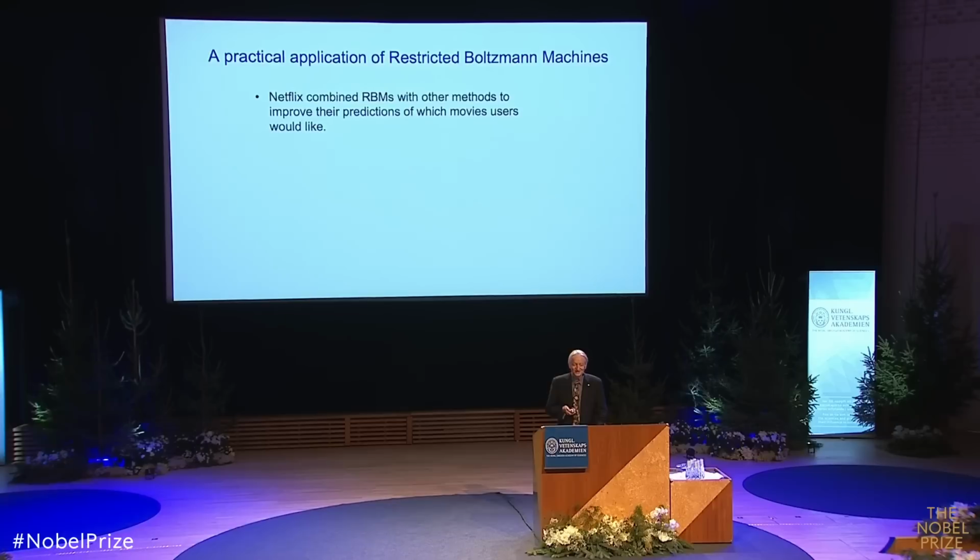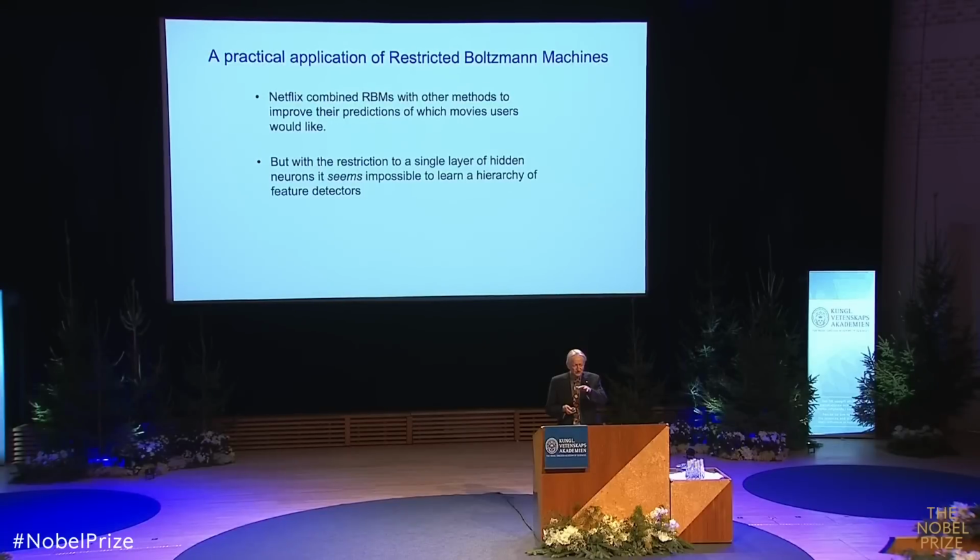So Netflix actually used restricted Boltzmann machines combined with other methods to decide which new movies to suggest you look at based on the preferences of all sorts of other users who are a bit like you. And they actually worked. They won the competition. This combination of Boltzmann machines and these other methods won the Netflix competition for how well can you predict what users will like.